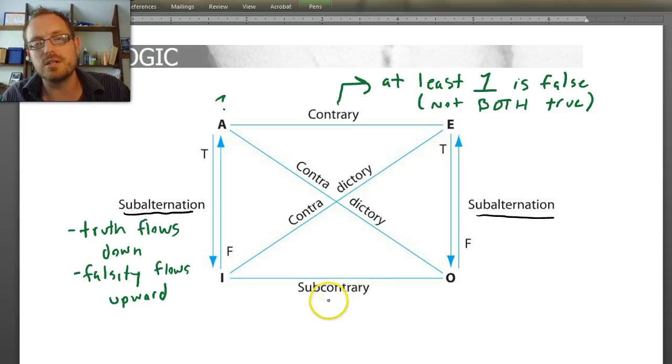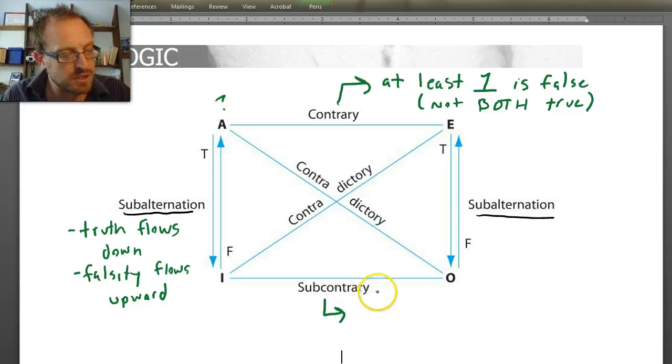That's an important distinction. Now, you're going to see that subcontrary is precisely the opposite, and this is why it's somewhat confusing. Eventually you're going to have to memorize this, but it'll take you some time to get used to it. Once you do, it's not too bad. So for subcontrary, at least one is true.